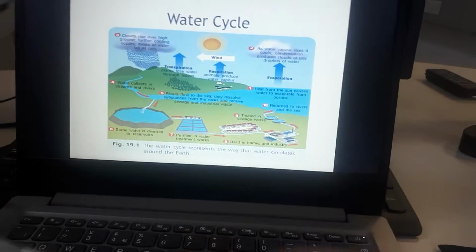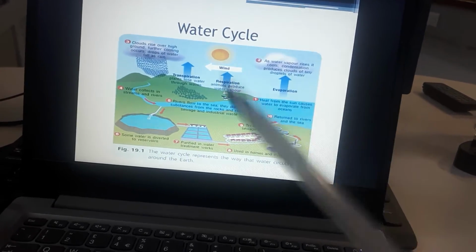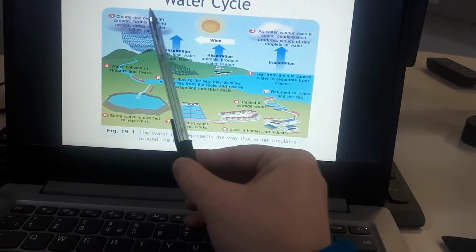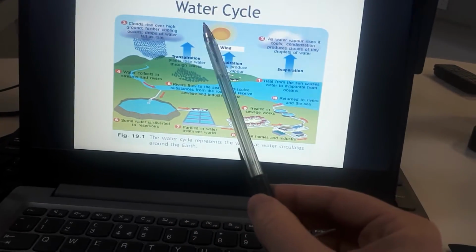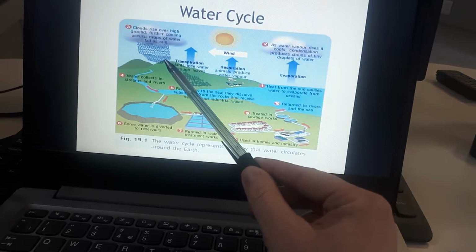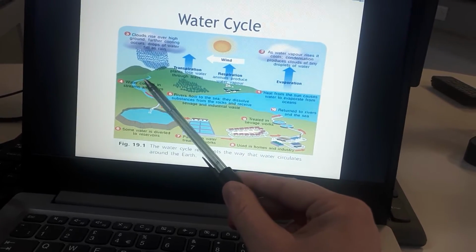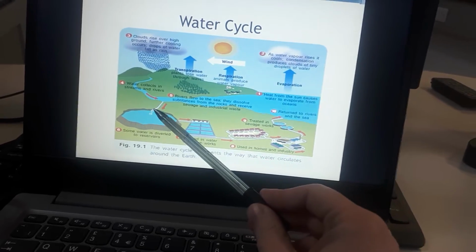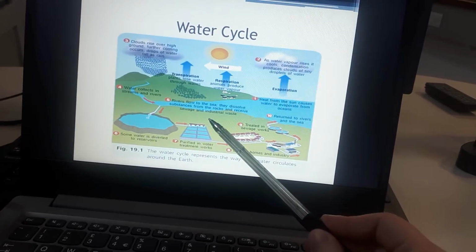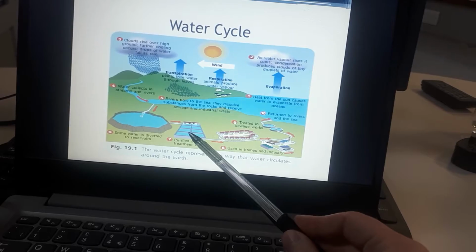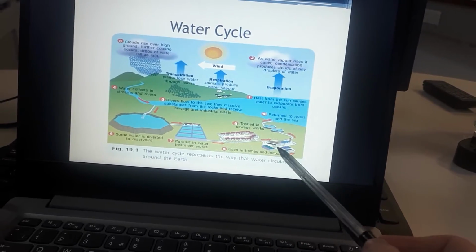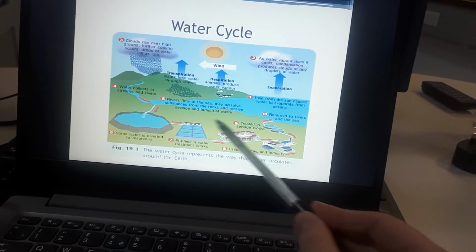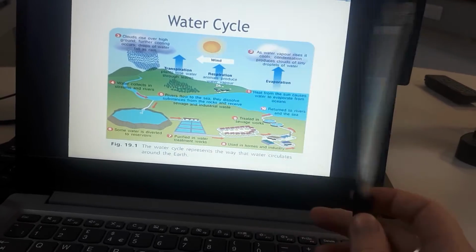It doesn't always have to be rain, obviously. It can be snow, hailstones, and all of those are generally called precipitation. It's then going to run off into your streams and into your rivers. Some of the water is then going to be diverted into reservoirs, and it's going to be treated in order to be used in homes and industry. And we're going to be looking at this process in more detail.